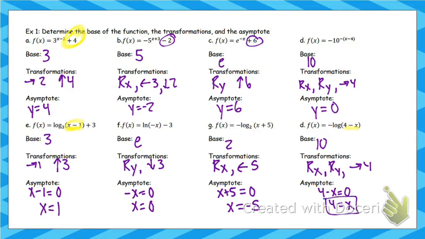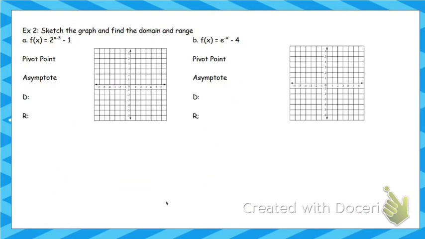All right, so what we're going to do now is we're actually going to sketch the graphs. Now, if you want to use a calculator to view the shape, that really could help you guys. But again, you're going to have to be able to identify that pivot point and the asymptote, and those are not going to show up if you try to graph it on a calculator. So it's important that we know what those things are. So we're going to start with exponential.